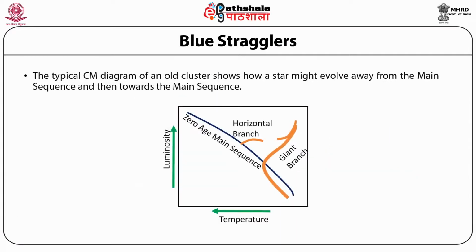So students, this figure shows the typical CM diagram of an old cluster showing how a star might evolve away from the main sequence and then towards the main sequence.